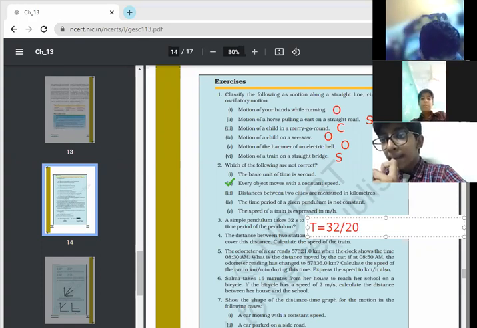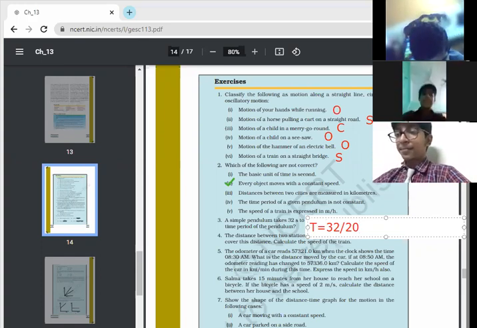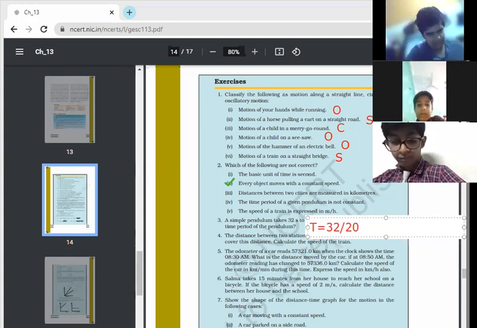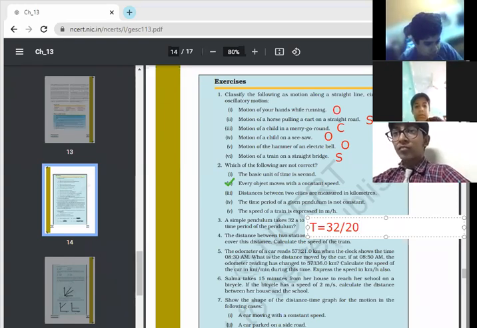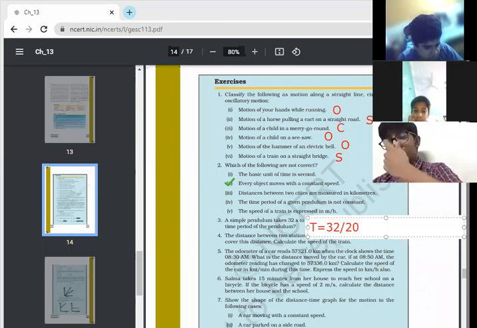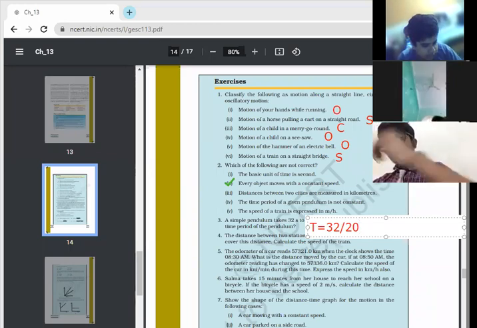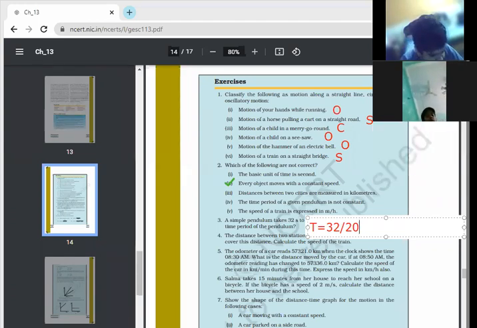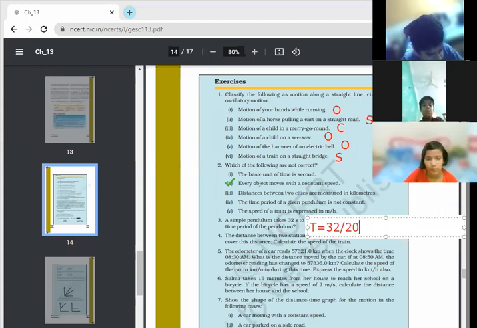I am writing in a short way, but you have to write down the formula first of all. Time period is equal to total time taken upon total number of oscillations. So your answer will be 1.6 seconds.